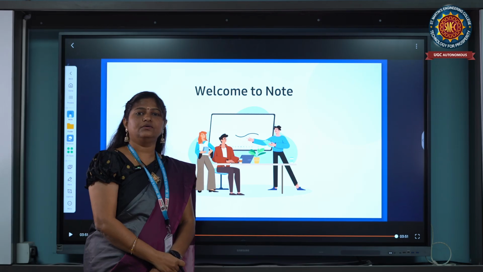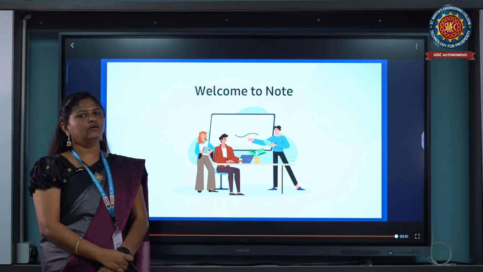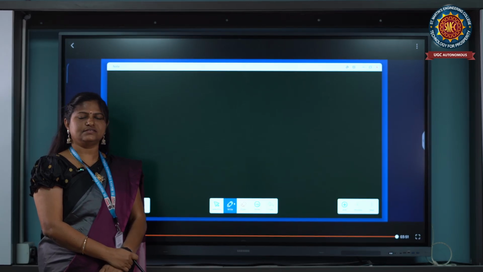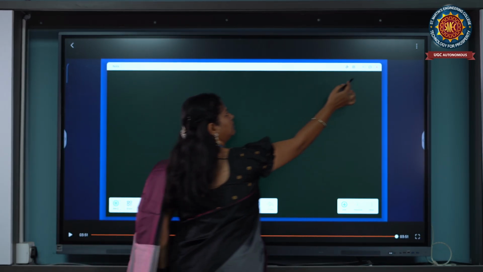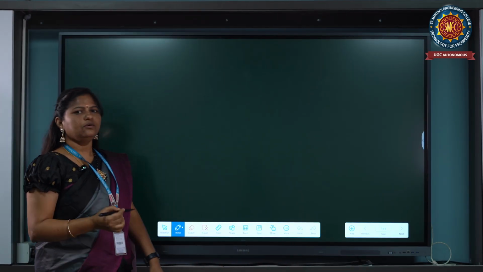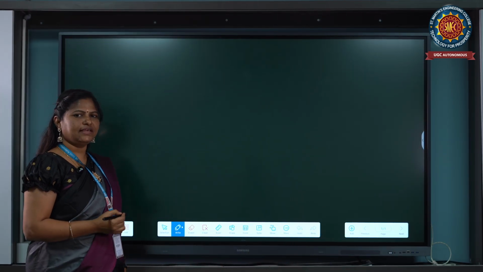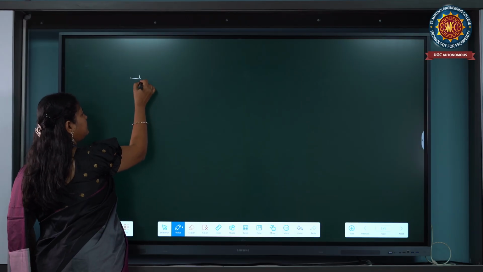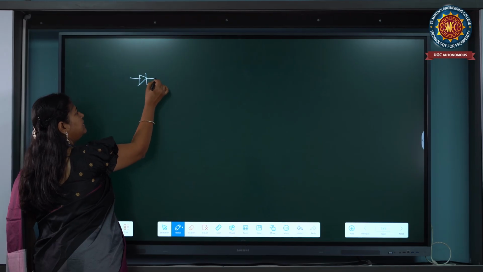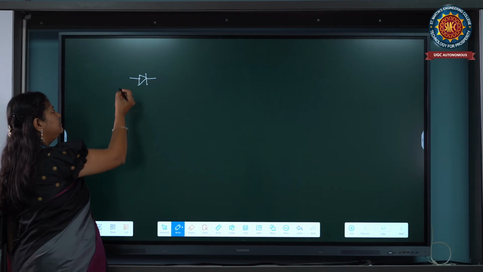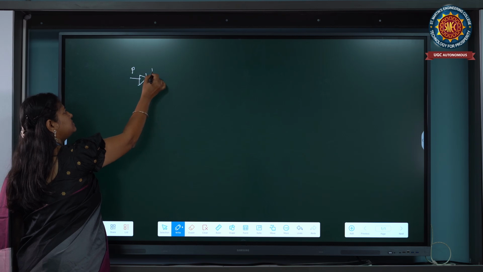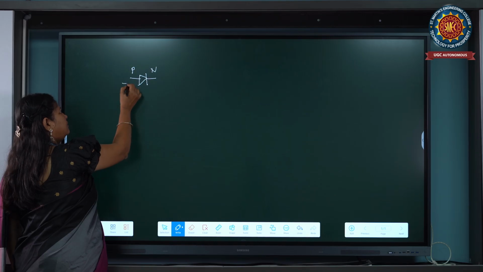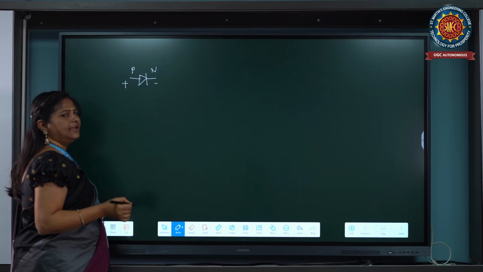We'll see how the diode acts as an on switch, how we take the readings, and how we calculate the resistances by seeing the diode in the on condition, forward bias, as well as the off condition, reverse bias. We already know the symbolic representation of the diode. This is the symbolic representation of the diode. It has two terminals, one positive and one negative. The positive terminal we call the anode and the negative terminal we call the cathode.